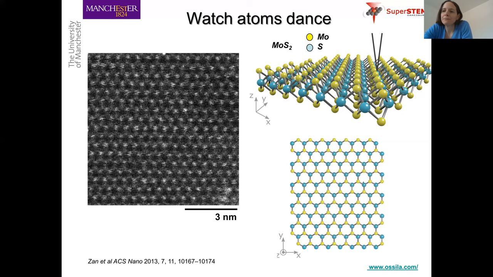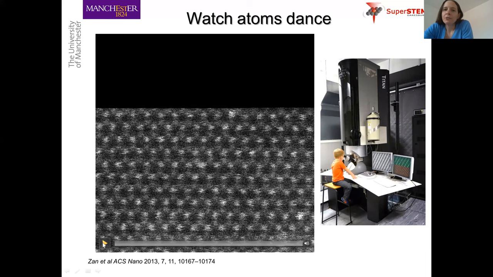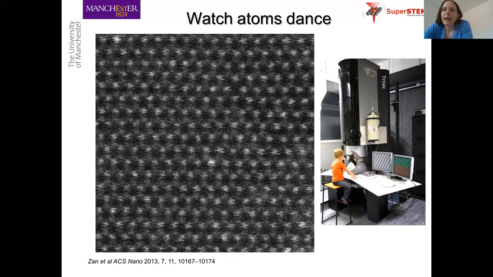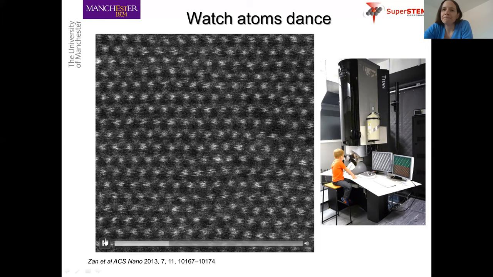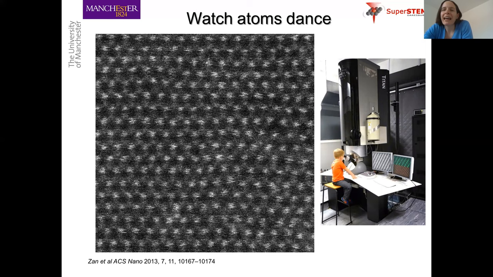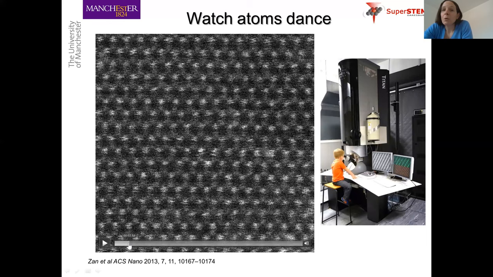So I can show you now a video taken from the paper that you can see cited here. And this is a video showing imaging of molybdenum disulfide. And now we're not just taking an image, but we're taking a movie. You can see this image is being built up by an electron beam scanning across the whole area very, very quickly, several times per second. And what you see in this movie is that the structure is quite dynamic. It's moving and rearranging under the action of the electron beam.